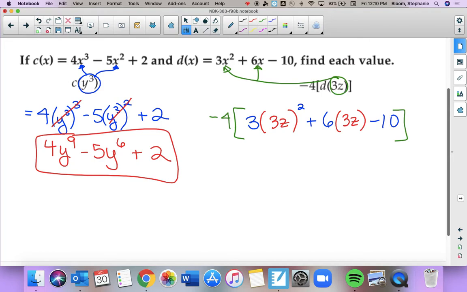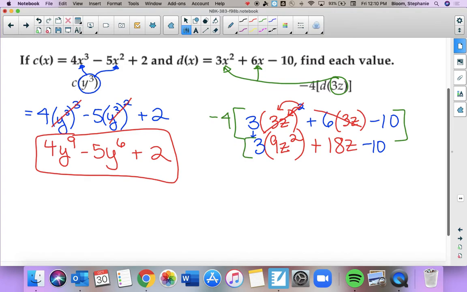So what is 3z to the second power? What are we missing? Nope. 9. Take it into both, right? 3 squared is 9, and then z squared. So I have 9z squared. Then I'm going to bring down that 3 out in front. And then over here, we can just go ahead and multiply those, right? What's 6 times 3z? 18z, and then I can bring down my minus 10.